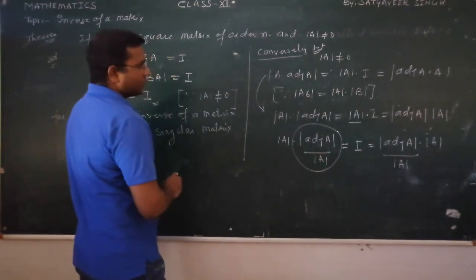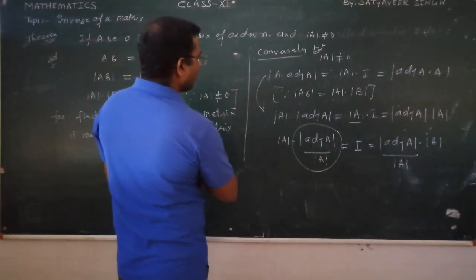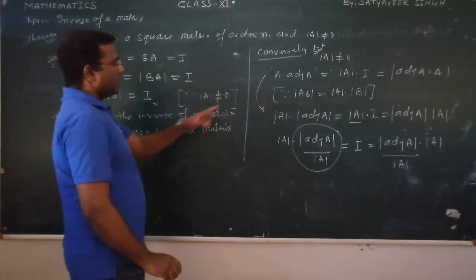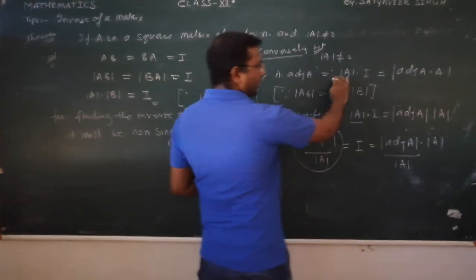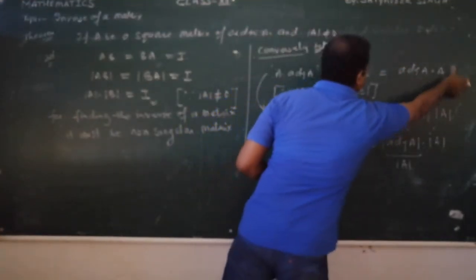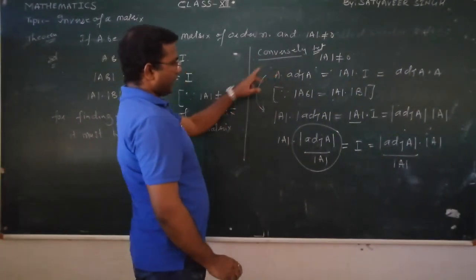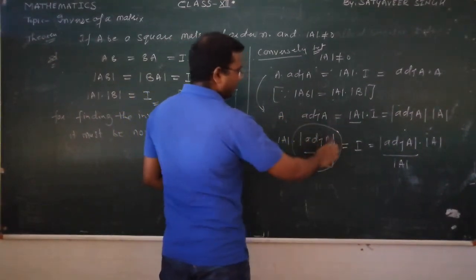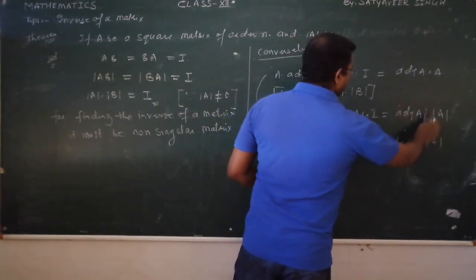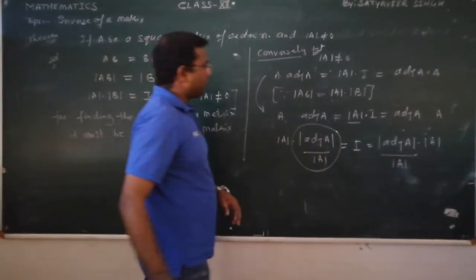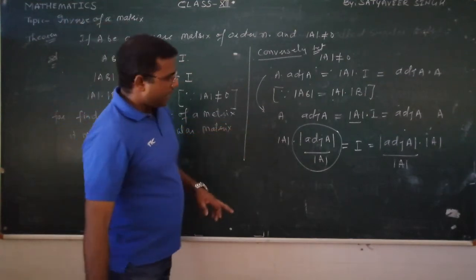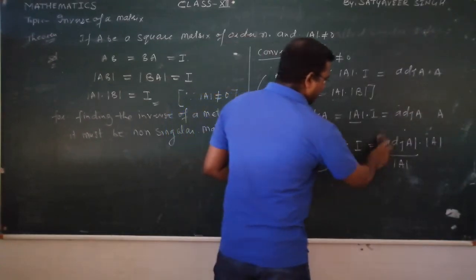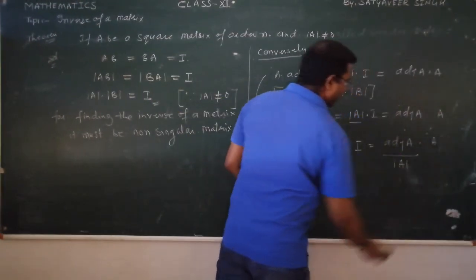Here student, I would like to correct one thing. Here you should not write this determinant, because the property is A into adjoint A is equal to determinant A into I. This you will have to correct. So then you can write here now. You can make a little correction to this. See now, A into adjoint A is equal to this. It is now absolutely correct.